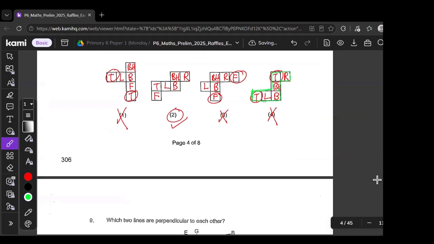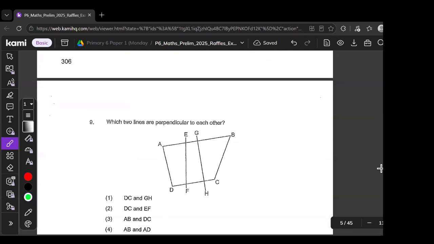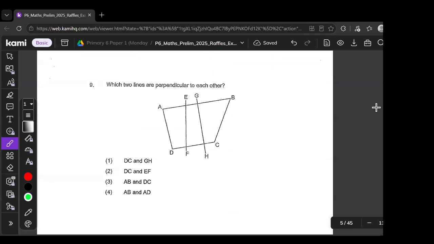All right. Question number 9. The answer will be number 1, right? I think it's number 1. Which two lines are perpendicular to each other? So your DC is here, and your GH is here.